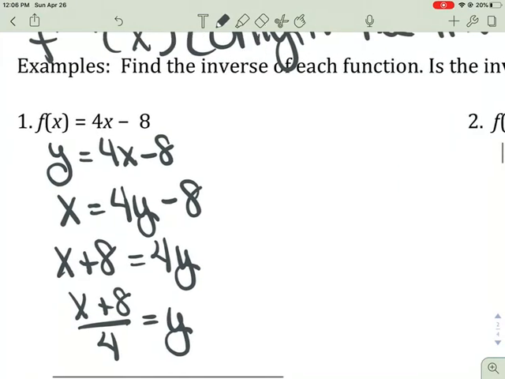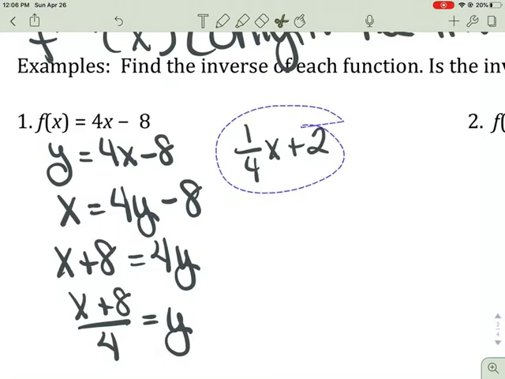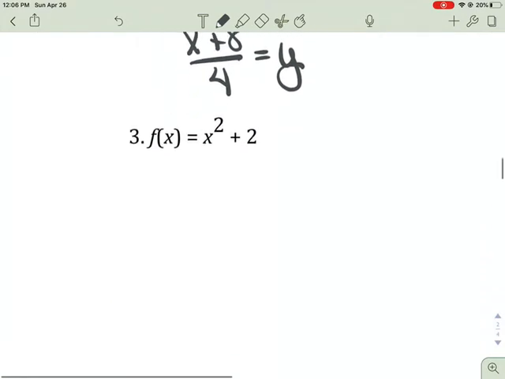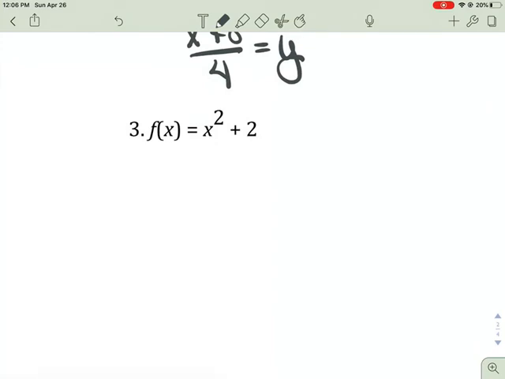Again, there's a couple of ways you can write this. You can write this as 1/4 x plus 2 if you choose to do so. That is a function. It's a line, so yes, it is a function. So we're going to write it as f inverse of x equals. All right, let's try this one.